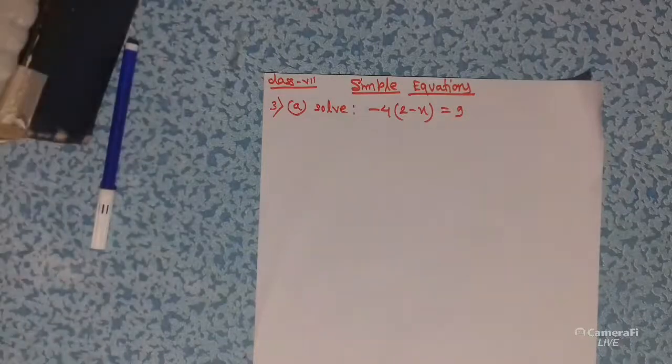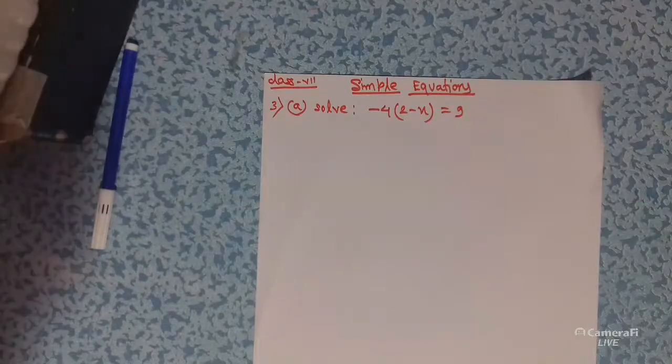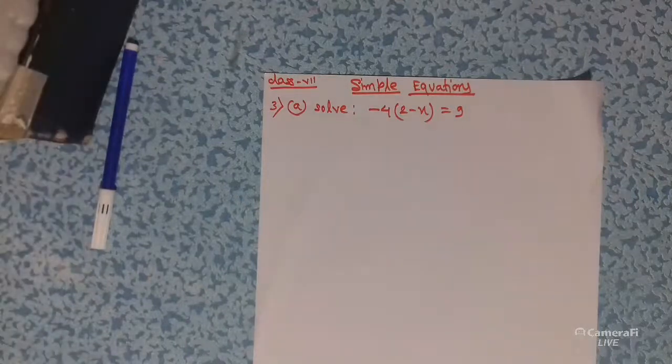Solve. -4 multiply 2 minus x is equals to 9. Solve means you have to find the value of x. So solve it and send me the value of x.